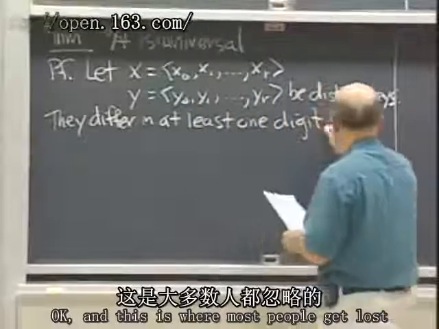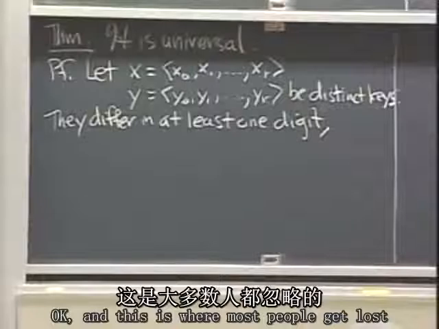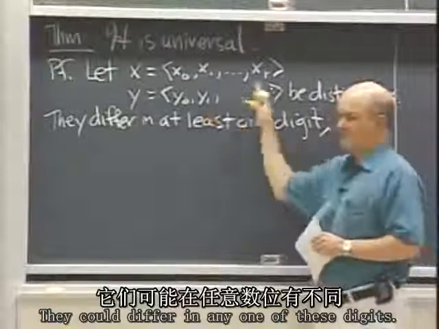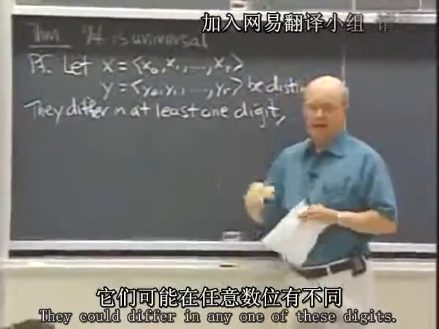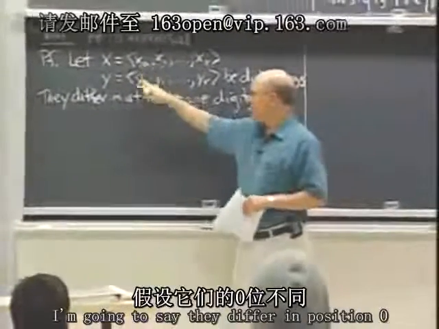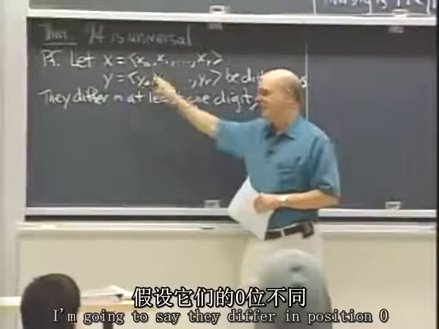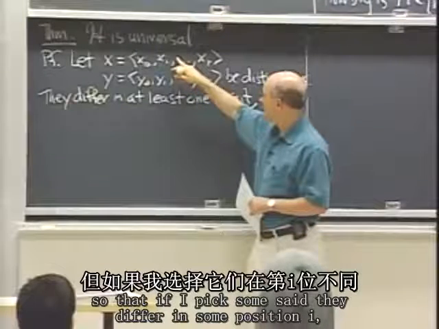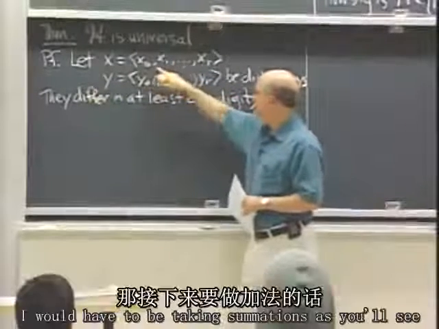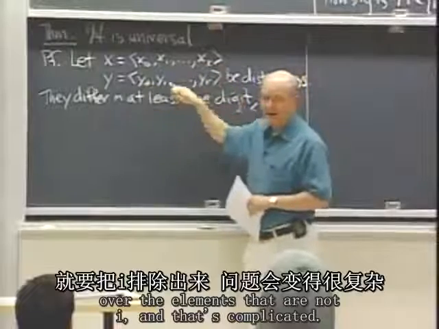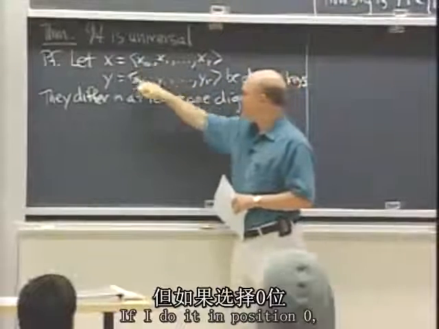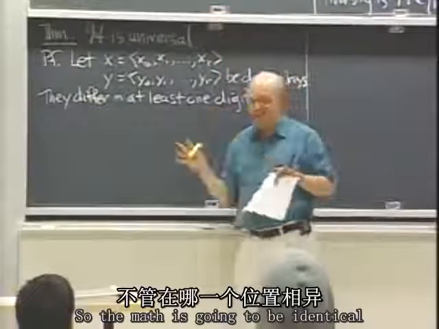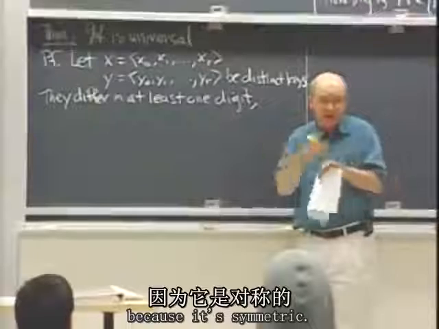Okay? And this is where most people get lost, because I'm going to make a simplification. They could differ in any one of these digits. Okay? I'm going to say they differ in position 0. Because it doesn't matter which one I do. The math is the same, but if I said they differ in some position I, I would have to be taking summations, as you'll see, over the elements that are not I. And that's complicated. If I do it in position 0, then I can just sum for the rest of them. So the math is going to be identical if I were to do it for any position, because it's symmetric. All the digits are symmetric.